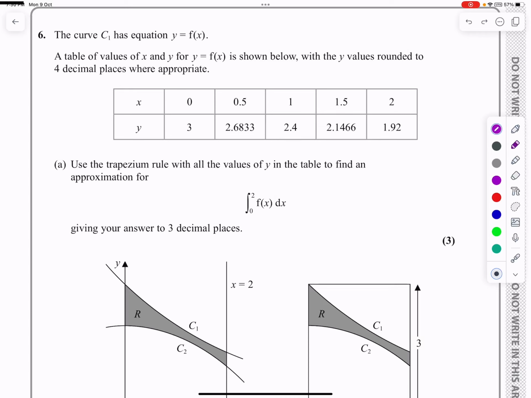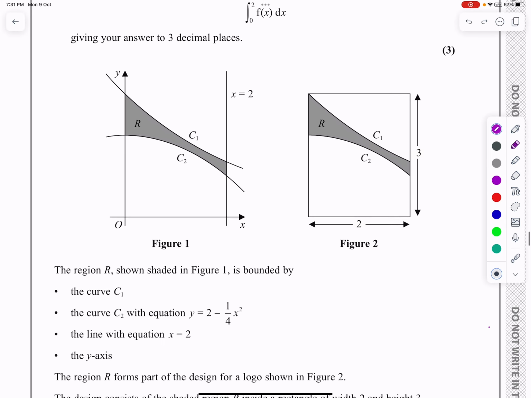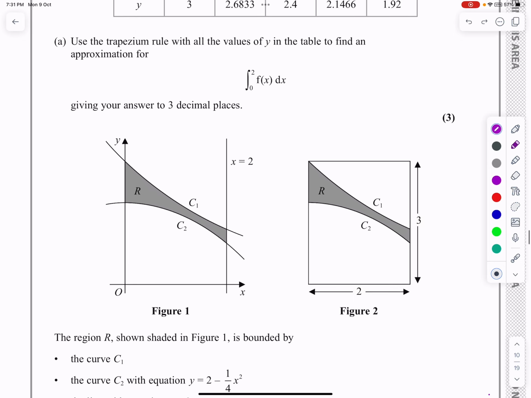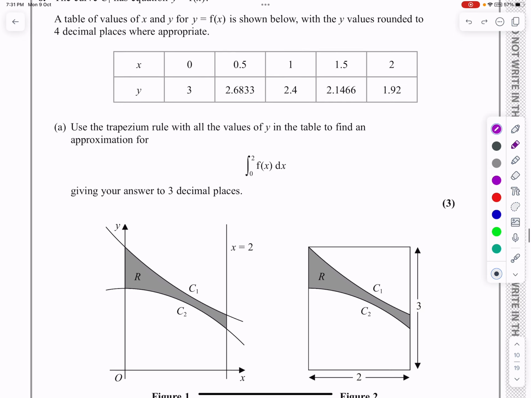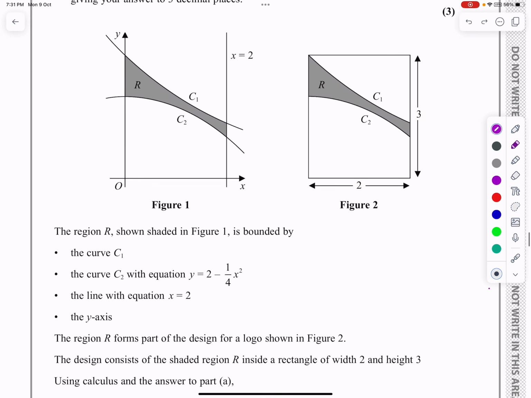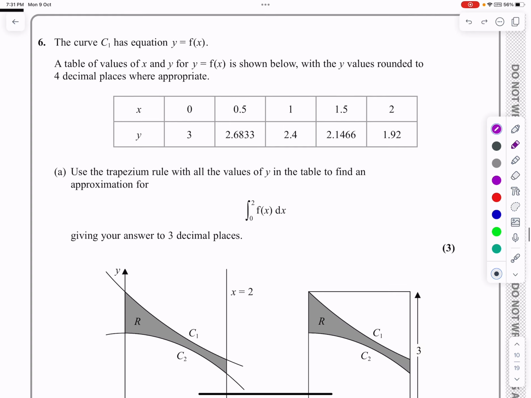Okay, this is the P2 paper from October 2022. This is question number 6, and it's a chapter 8 integration question. There's going to be the first part, which is the trapezium rule, and the second part, which will start off by working out the area under a curve. And then we'll go on and do an estimate for the percentage. Let's look at the first part though.